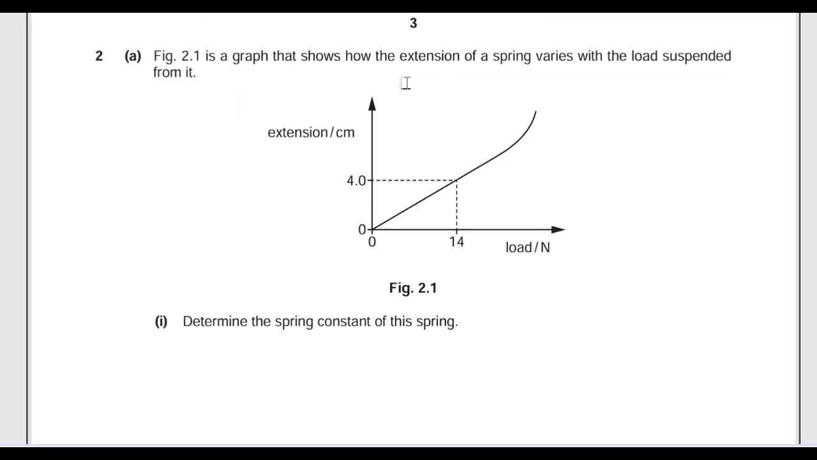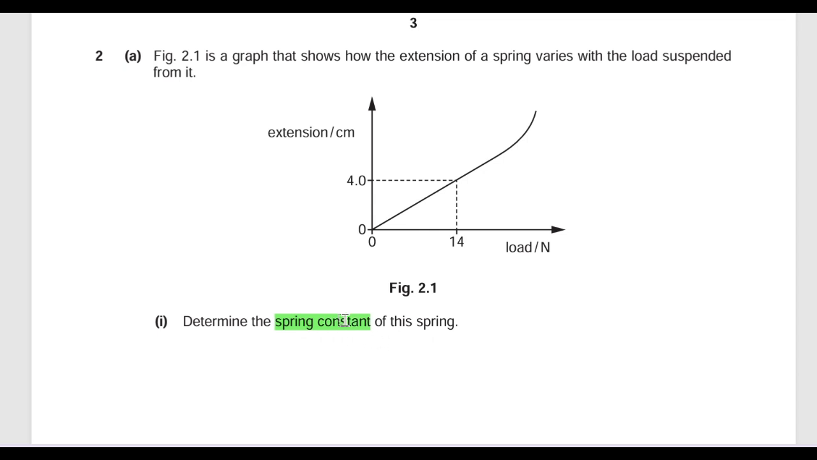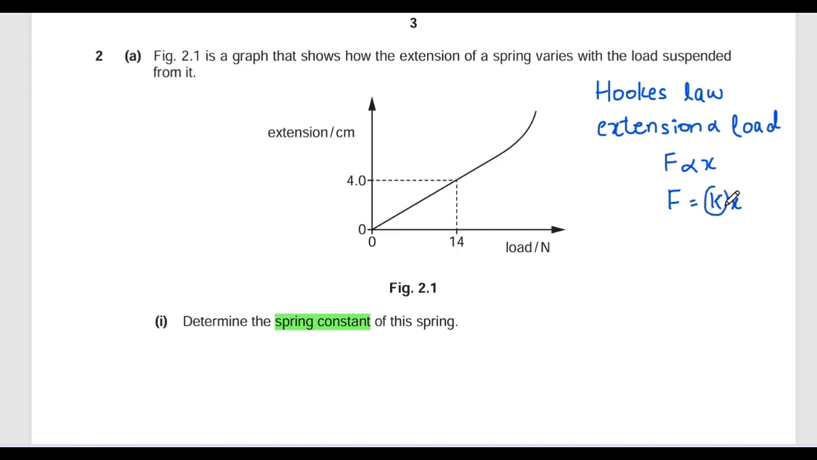Next question says that figure 2.1 is a graph that shows how the extension of a spring varies with load suspended from it. Determine the spring constant of the spring. We clearly know that Hooke's law relates extension with load, and Hooke said that the extension produced in a spring is directly proportional to the load applied to the spring. I am just writing this equation as F directly proportional to x. Removing the proportionality sign, I'll write the constant, which is the spring constant.